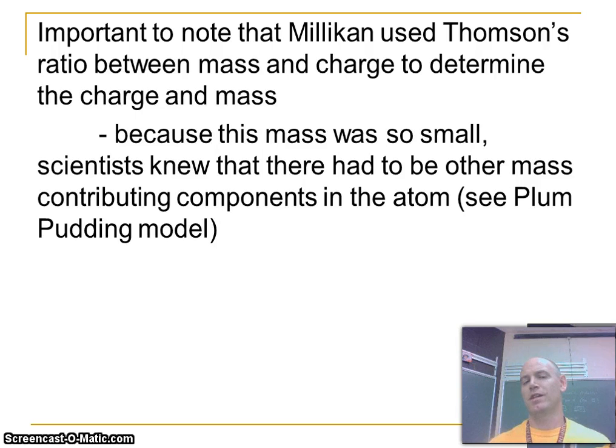scientists looked at this data and said, well, there's got to be something donating mass, because the mass of this electron accounts for a very, very small percentage of the mass of the overall atom. So what else is in there that's contributing mass? More data opens more questions, which is kind of how science works.